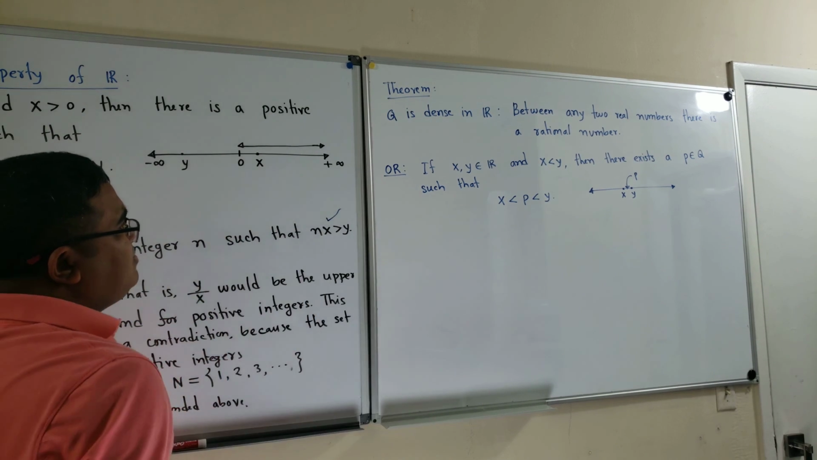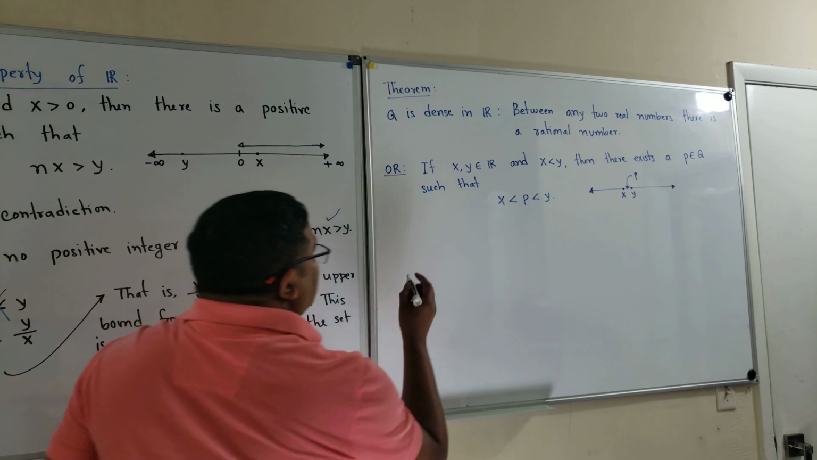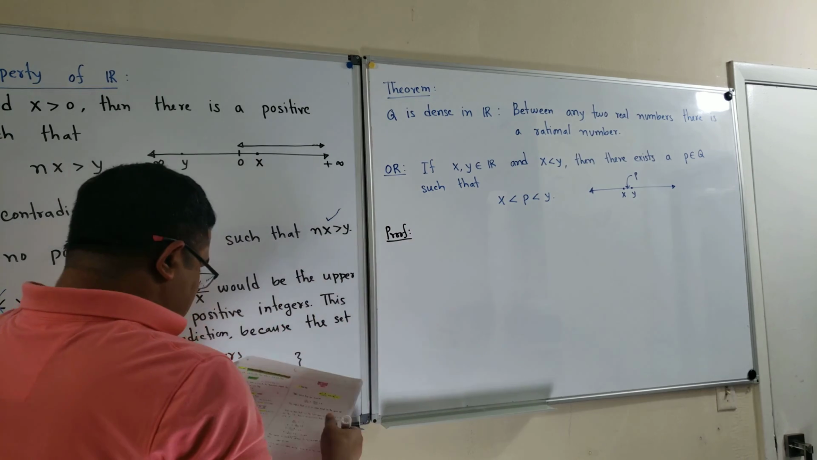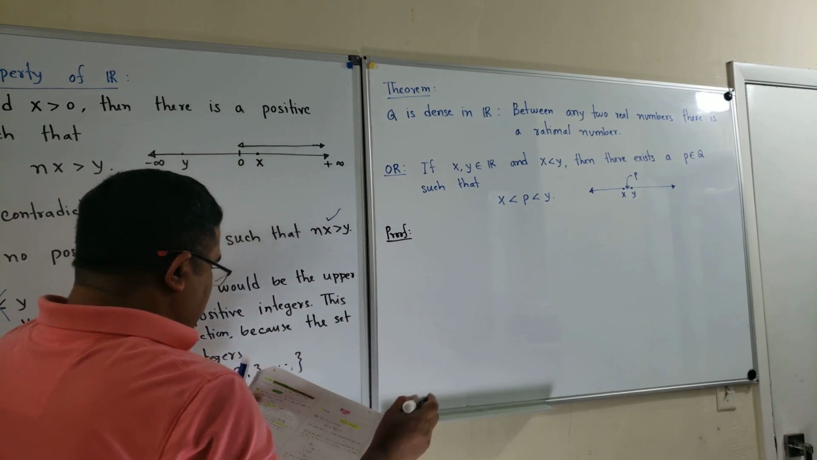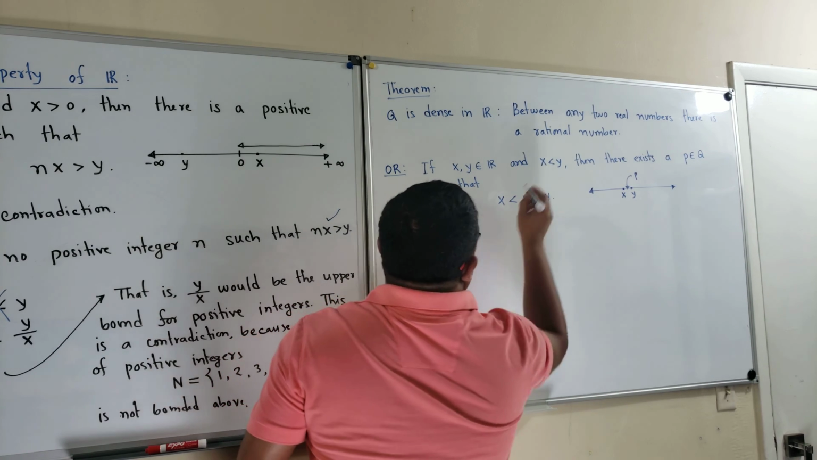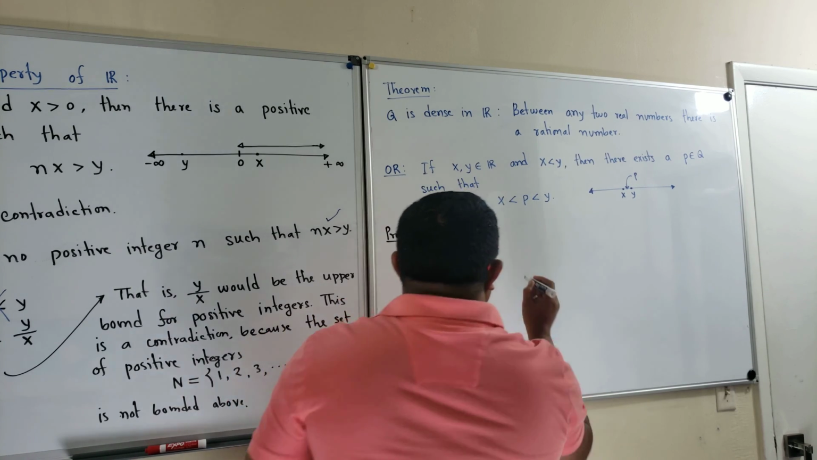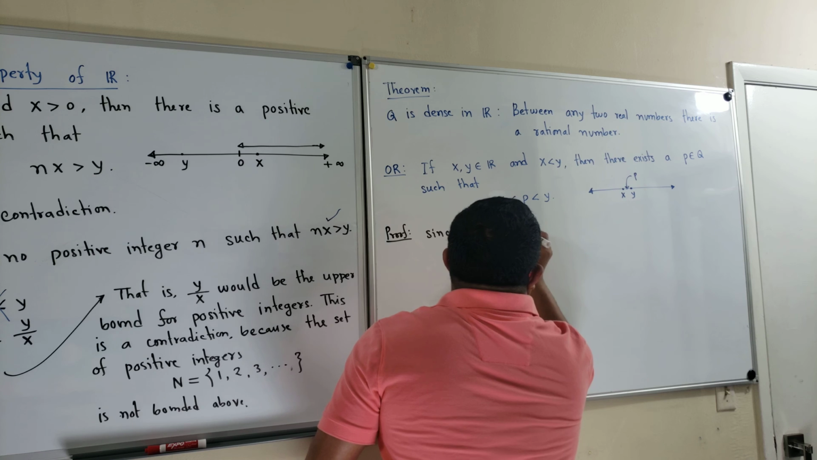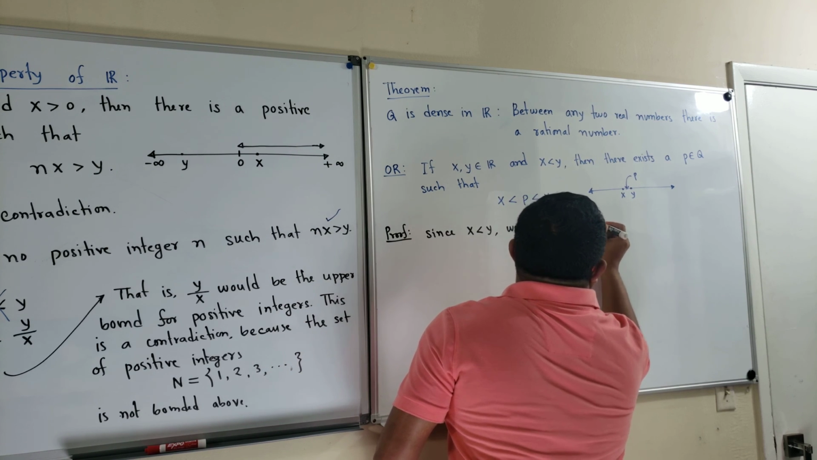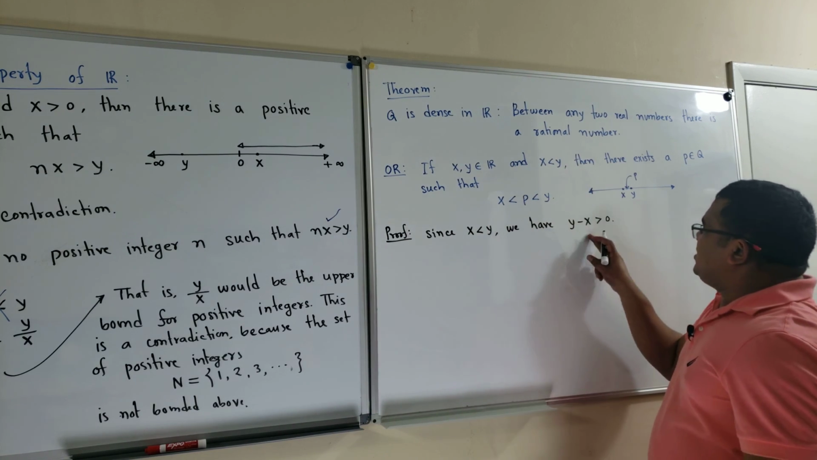So we will prove this theorem. Proof: since we have x less than y, we have y minus x more than 0. Okay, since x less than y, so y minus x would be more than 0.